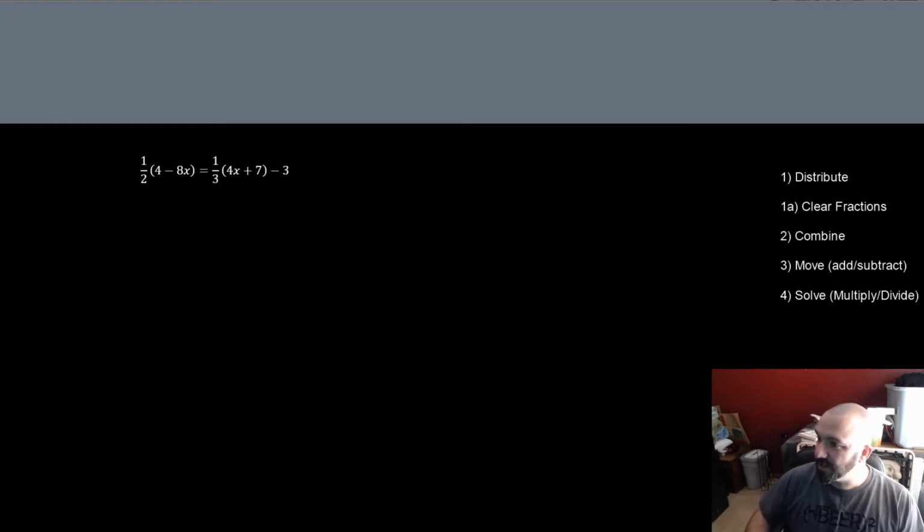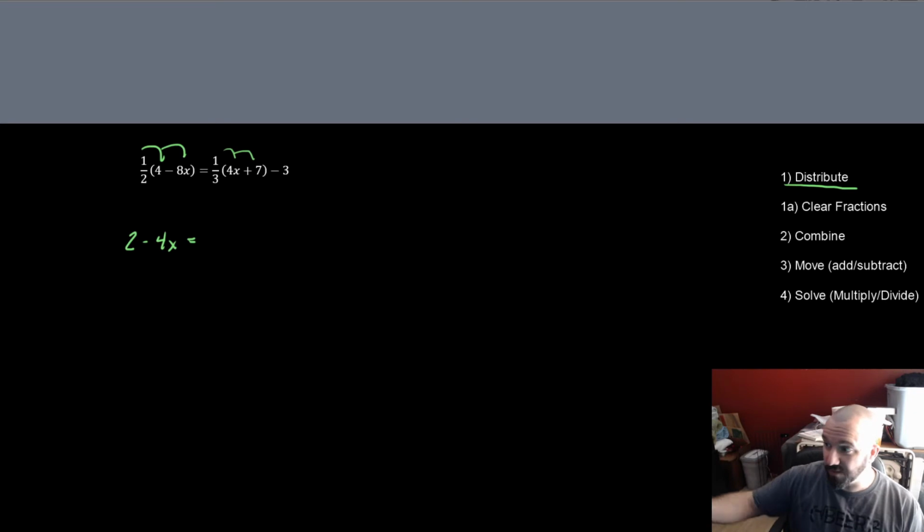My first step is going to be to distribute. That's always my first step if I can do it, unless of course I'm doing it the next time. So I distribute this through. This 1/2 multiplies through and gives me 2 minus 4x. And that is equal to, now here's where the sad part comes in, when I throw the 1/3 through, the 1 multiplies the 4 and the 7, the 3 divides it. So I can just write this as 4/3 x plus 7/3, and then I'm going to subtract 3.